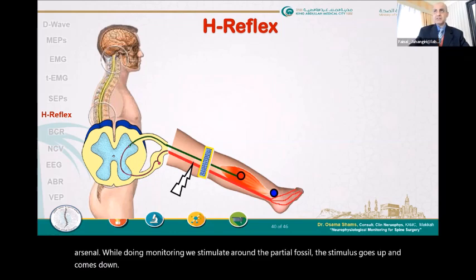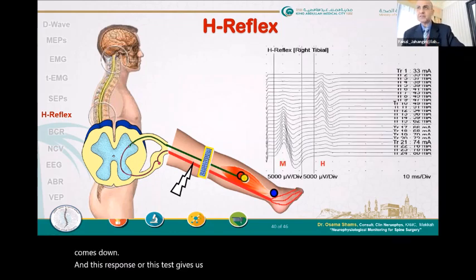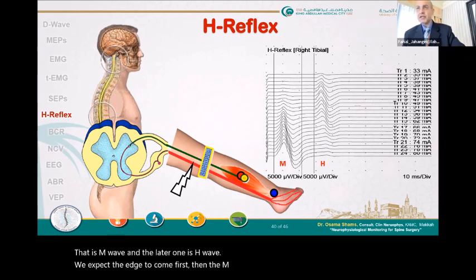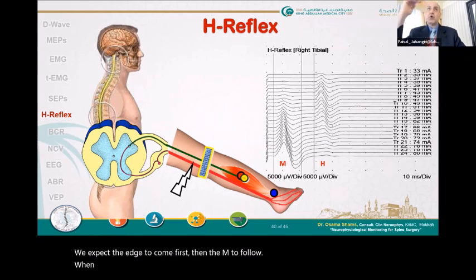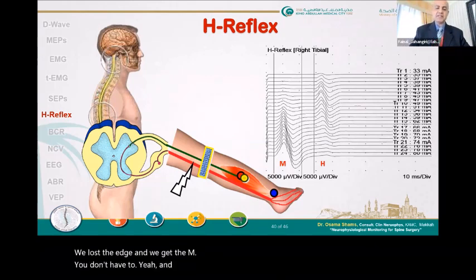And this test gives us two responses. The initial one here is the M wave, and the later one is the H wave. We expect the H to come first, then the M to follow. When we stimulate more, we lose the H and we get the M. You don't have to remember this, but it's nice to see it being recorded.